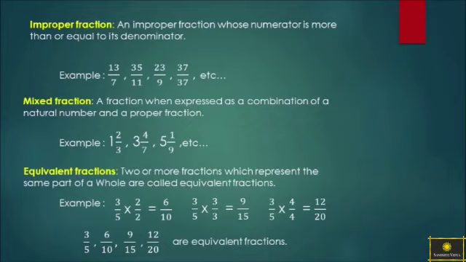In the same way, if we multiply the numerator and the denominator by 3, we get the equivalent fraction as 9 divided by 15. If we multiply numerator 3 and denominator 5 by the same number 4, we get the equivalent fraction as 12 divided by 20. So, 3 by 5, 6 by 10, 9 by 15 and 12 by 20 are equivalent fractions.